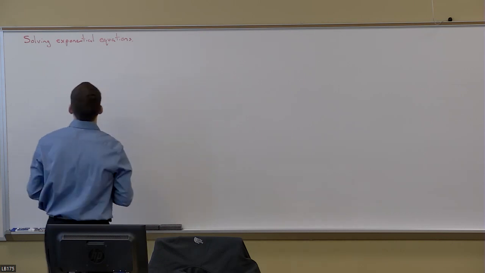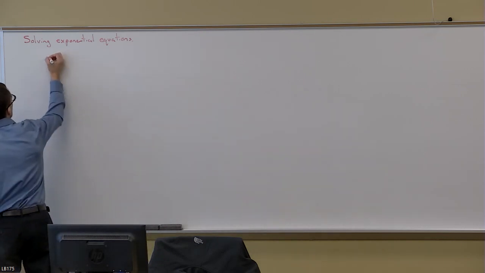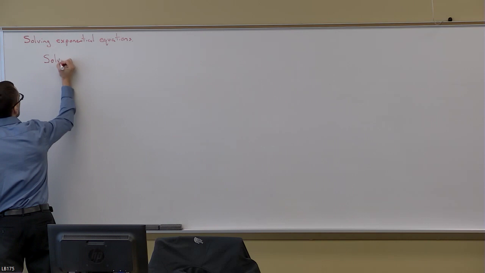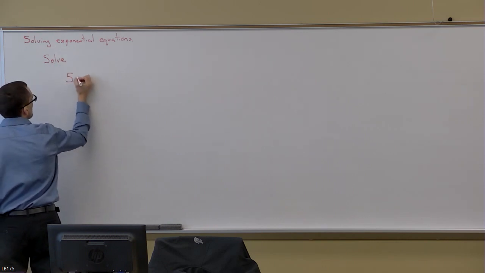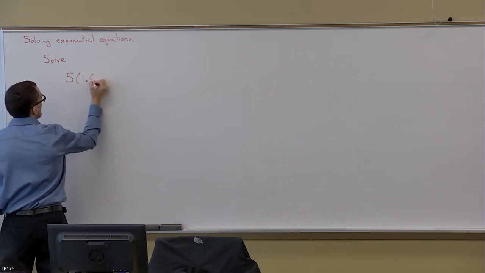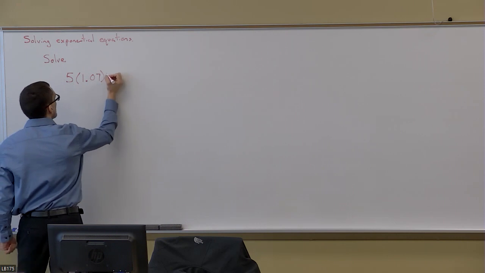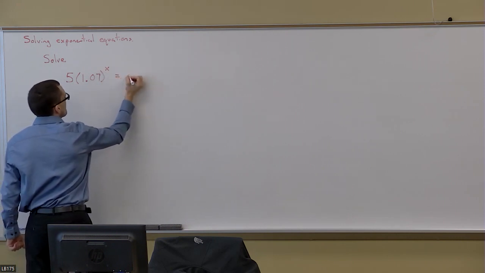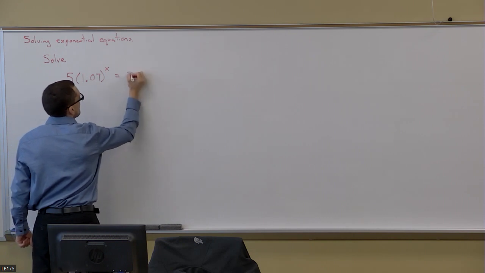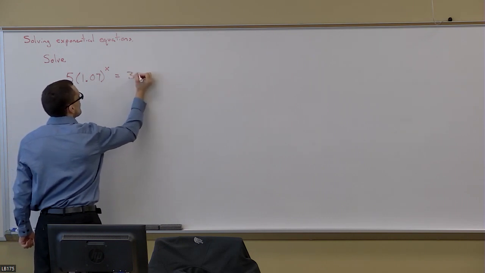So for instance, if we're going to solve, let's do 5 times 1.07 to the x power is equal to 350.